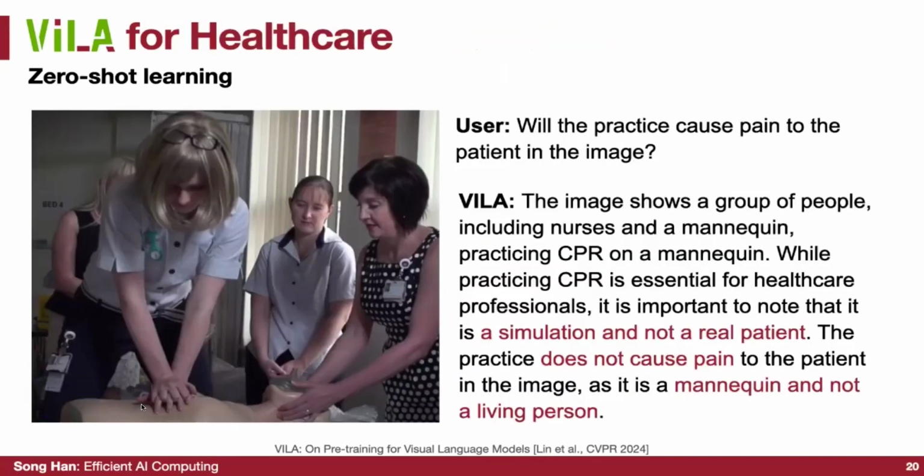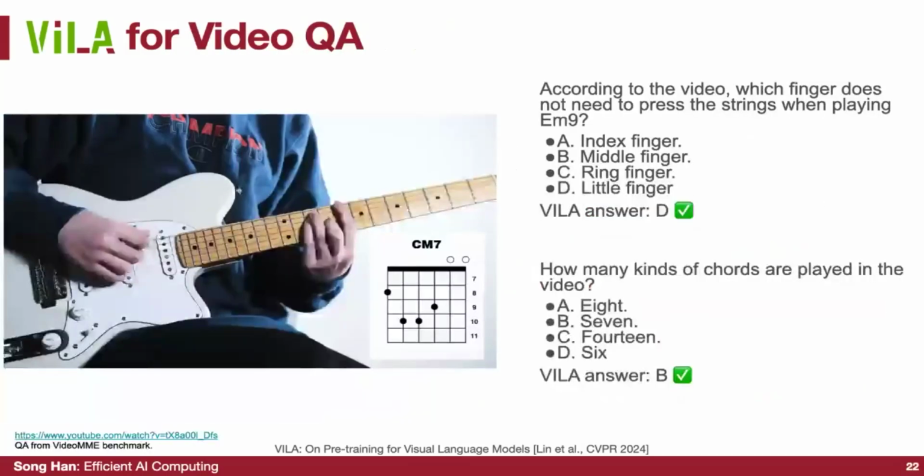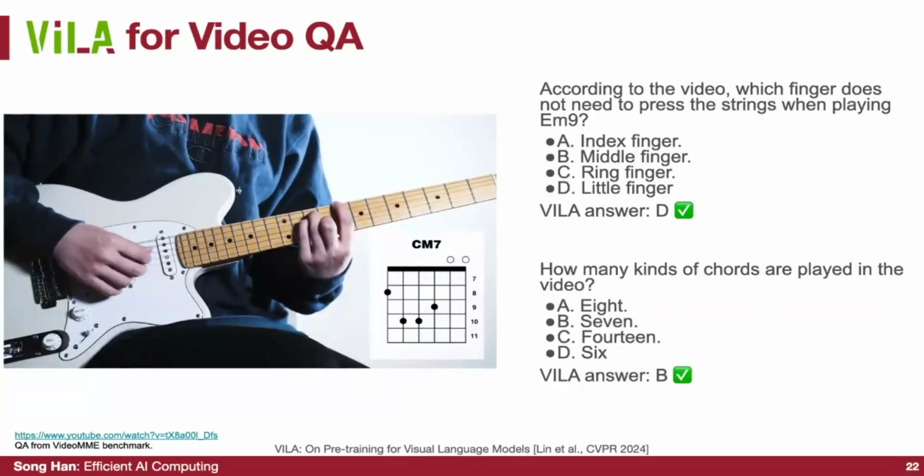There's an interesting case here of zero-shot learning with VILA for healthcare. Will the practice cause pain to the patient in the image? VILA says it's a simulation, not a real patient, so it does not cause pain. It's a mannequin, not a living person. And one of my friends went to Italy and sent me this image and asked, where is this? It can correctly tell where it is, although it's not quite straightforward, showing the world knowledge is pretty good. And there's another example of VILA for video.